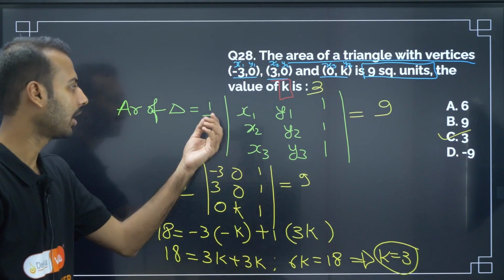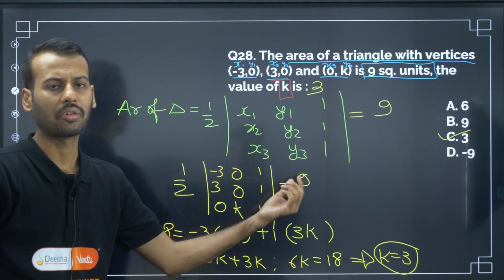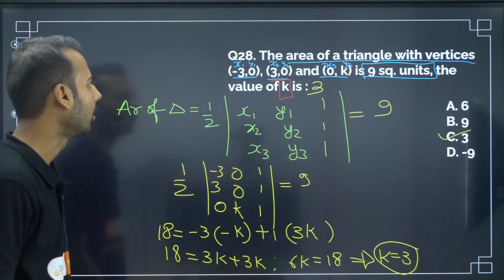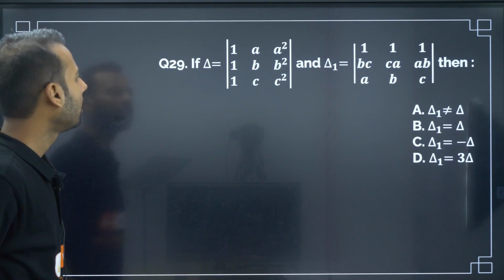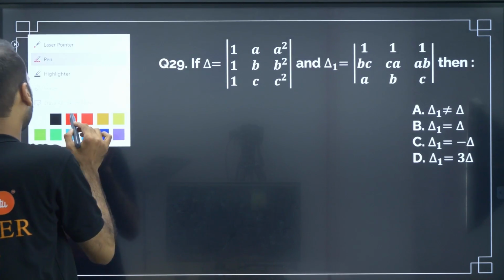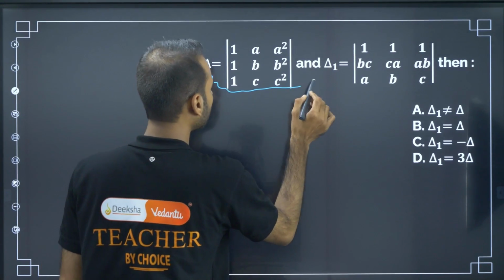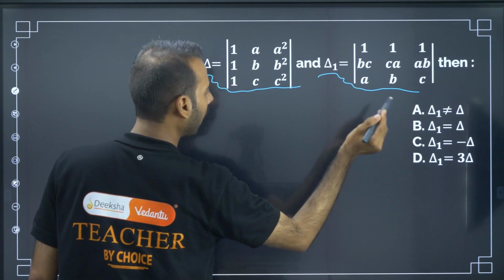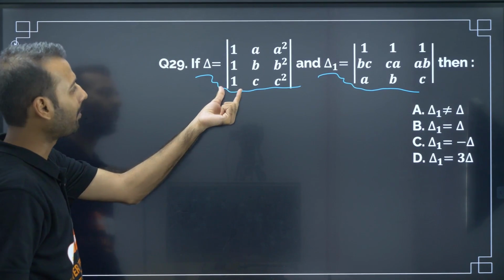Moving on to the next question. Again an easy question. Only one formula you have to know. You have to simplify. Within 30 seconds it is possible. Next, moving on to the next question. If triangle 1 is equal to this, some information they have given, then they are asking to compare this and this.